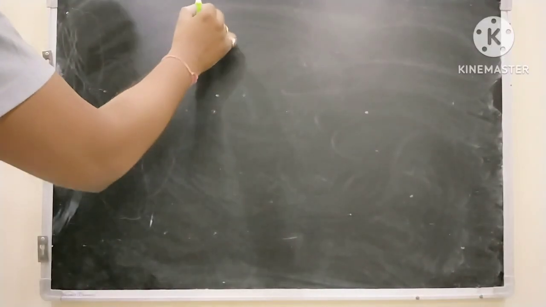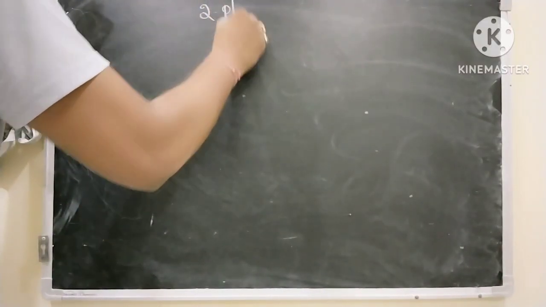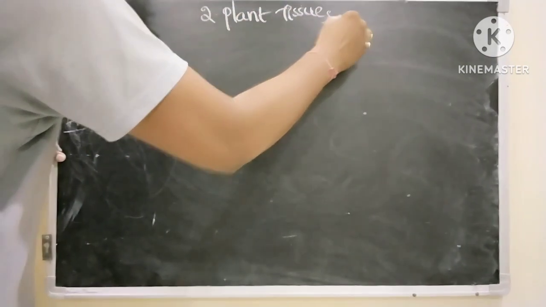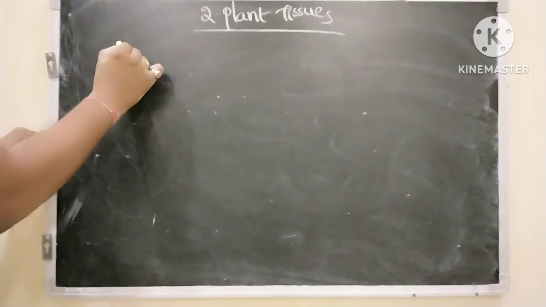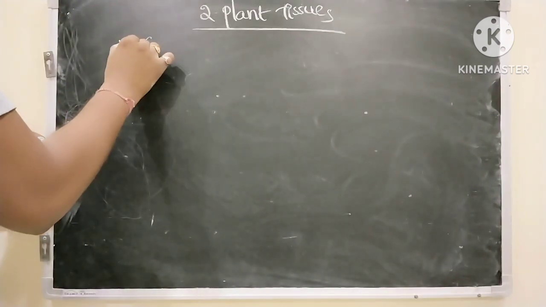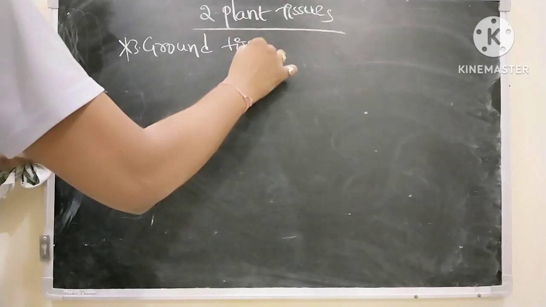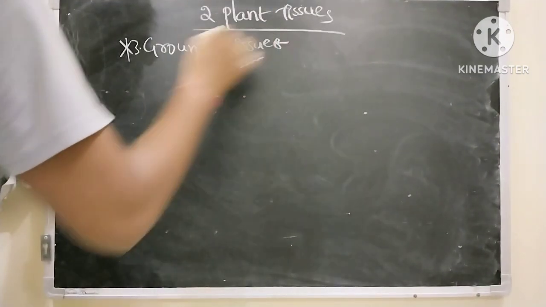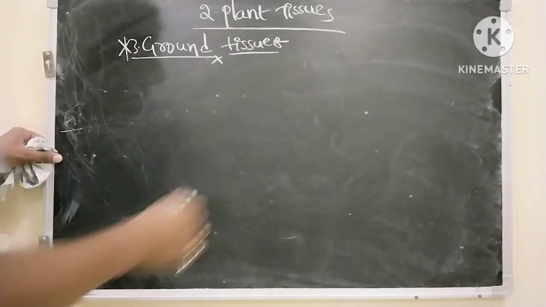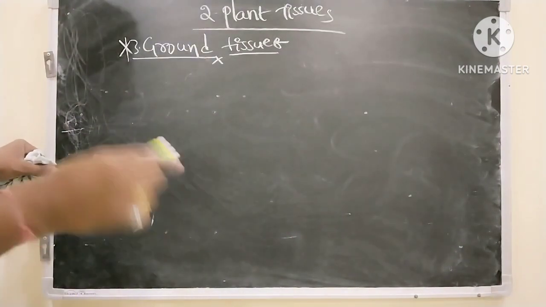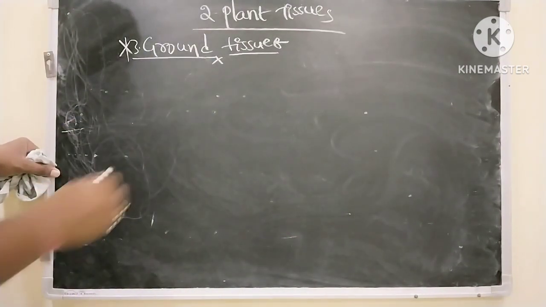Hello everyone, the topic is about plant tissues, about ground tissue. Ground tissue is the tissue that is in bulk amount in the plant body, and it contains different types of cells. Depending upon the function and location, it has different types of cells.